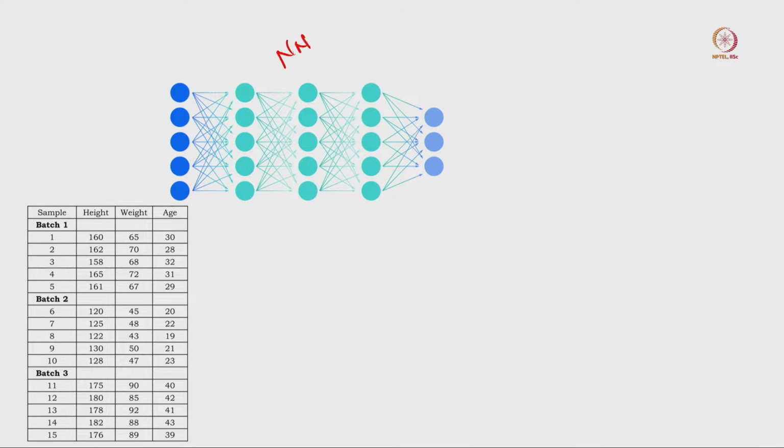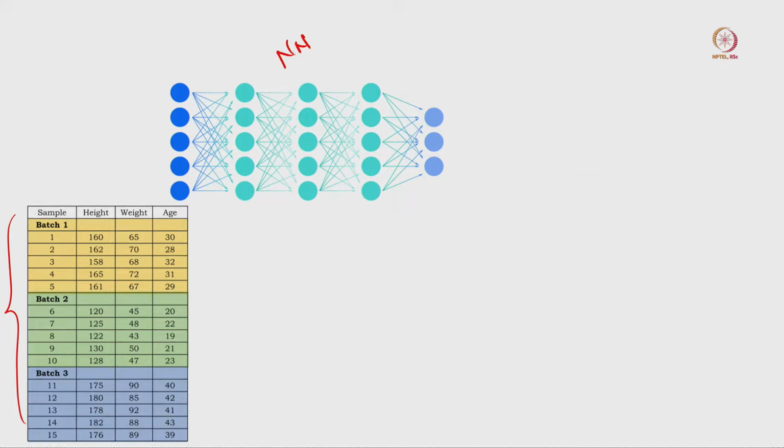Whenever we train a neural network, we do not pass the entire data set at once. Then how do we pass it? We pass it as sub-batches, or mini batches. We pass a small subset. First we will pass these 5 samples, then we will pass these 5 samples, then we will pass these samples.